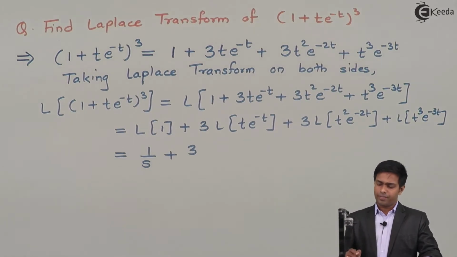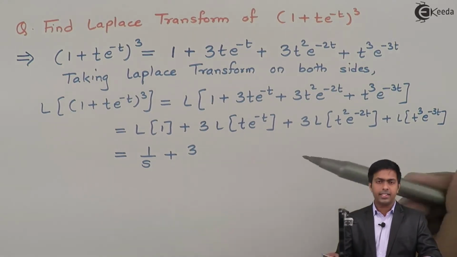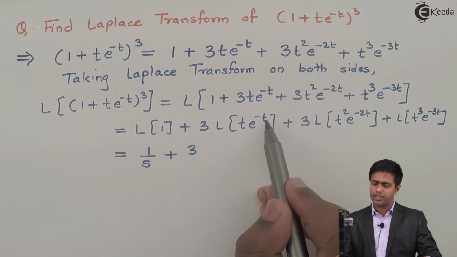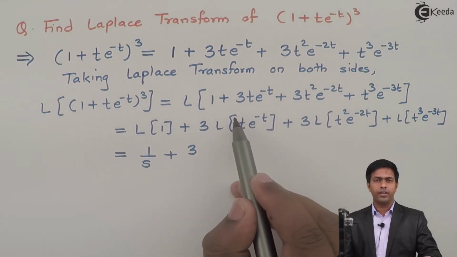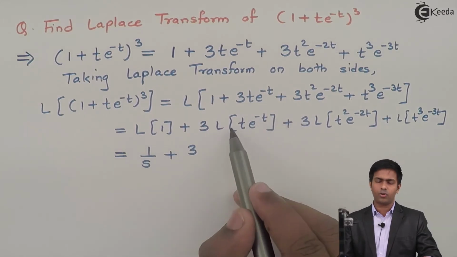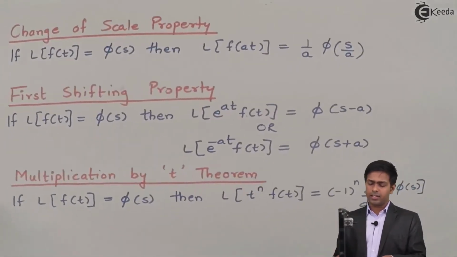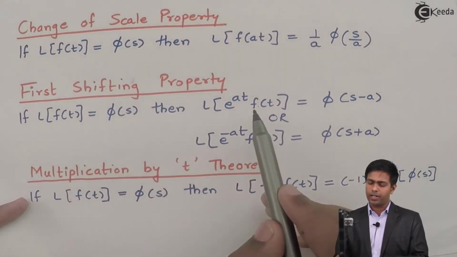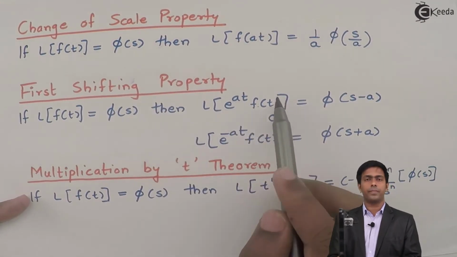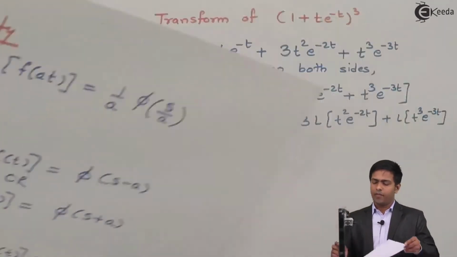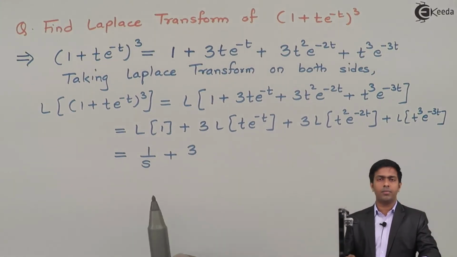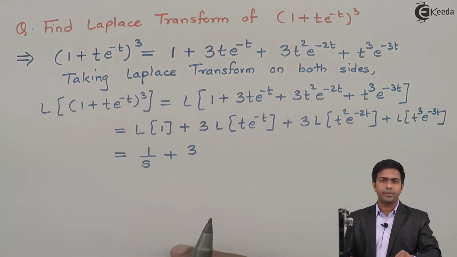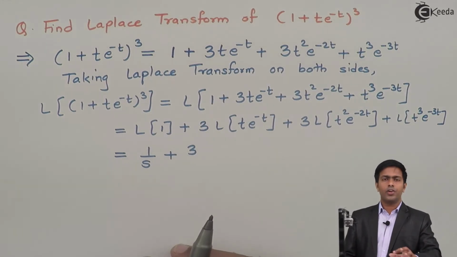Now what is the other way? If you see from right hand side, then this is e raised to minus t into t. So I can say this t is f of t. So we will get e raised to minus t into f of t. And this matches with first shifting property, that is e raised to at into f of t. So it means we can solve this term as well as the third and the final term by using both the properties. But now the question is, which property we must use?